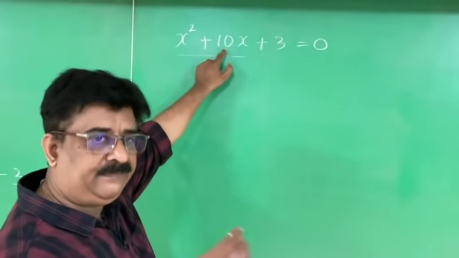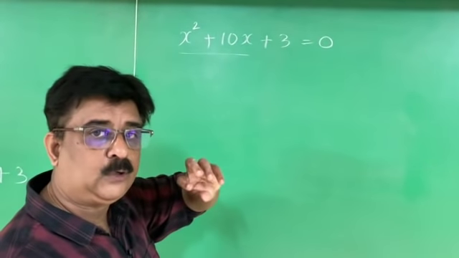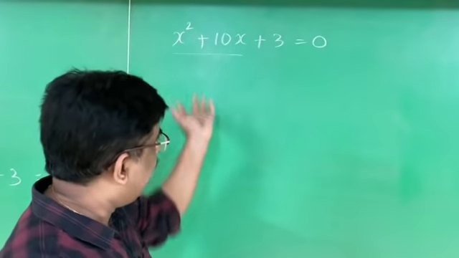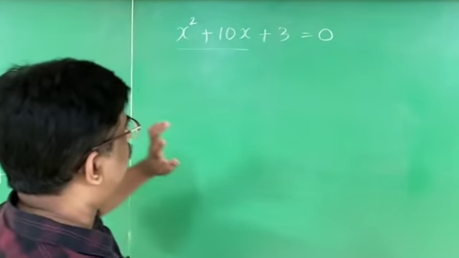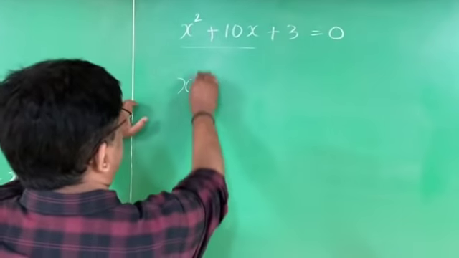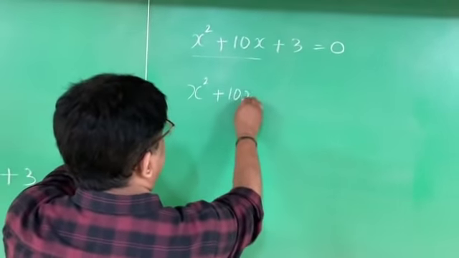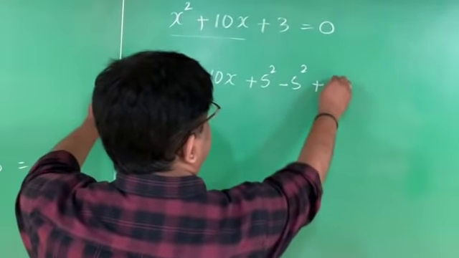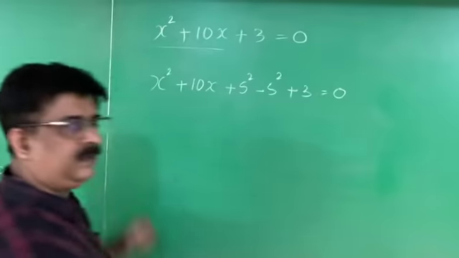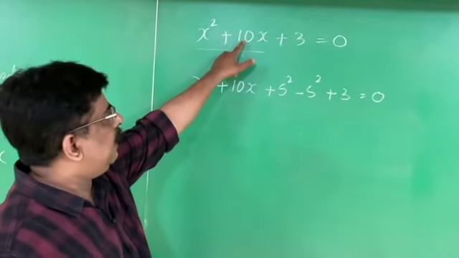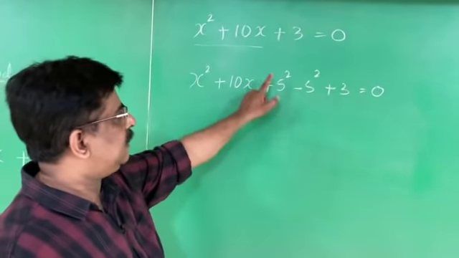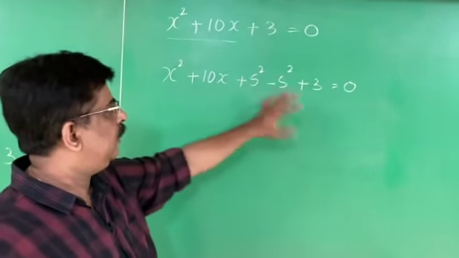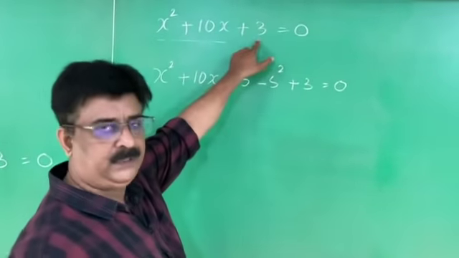What is the half of 10? 5. And you have to add and subtract 5 square on both. You have to add 5 square and subtract 5 square. Therefore, the next step is x square plus 10x plus 5 square minus 5 square plus 3 is equal to 0. Half of 10 is 5. Square of that number. Once you have to add, once you have to subtract, to get the same value. When you cancel these two, you get back to the same equation.